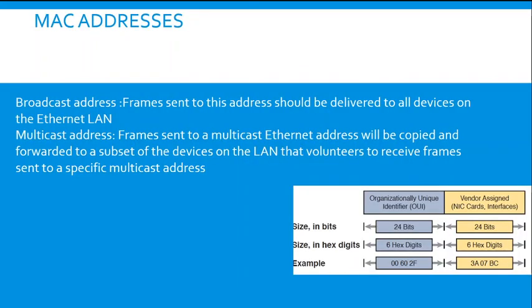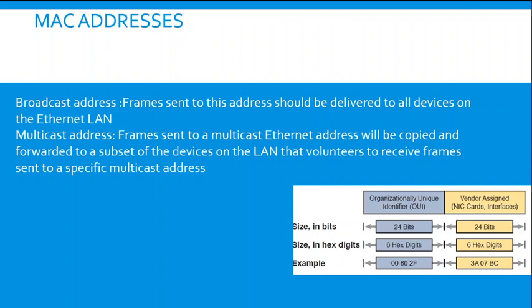The broadcast address frames are sent to this address to be delivered to all devices on the Ethernet LAN, and then the multicast address frames are sent to Ethernet multicast addresses, and they will be copied and forwarded to a subset of devices on the LAN that volunteer to receive frames sent to a specific multicast address.